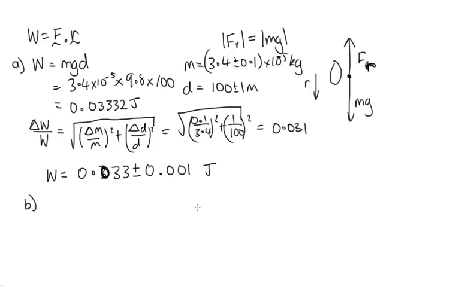Now, for part B, we're asked to calculate the work done by the air resistance force. In this case, the air resistance and the displacement have opposite directions, and so we're going to get a negative answer. So this is going to be exactly the same, but with a negative answer. So we'll have work is equal to minus 0.033 plus or minus 0.001 joules.